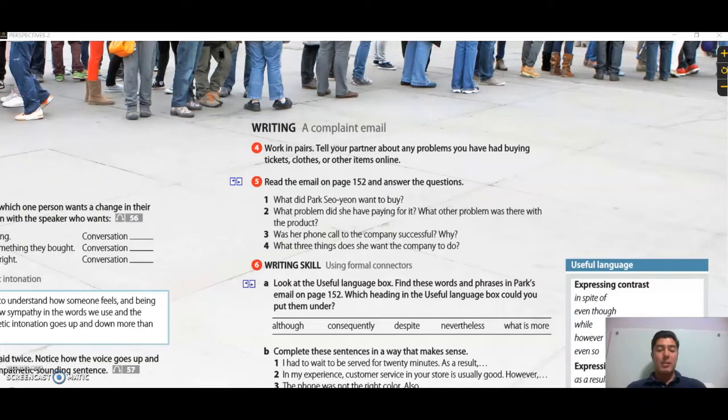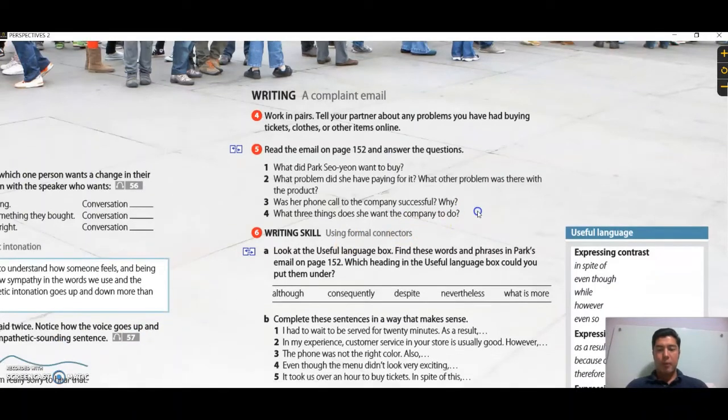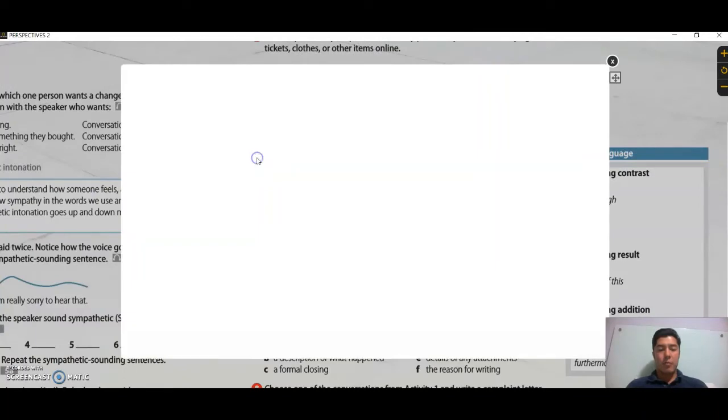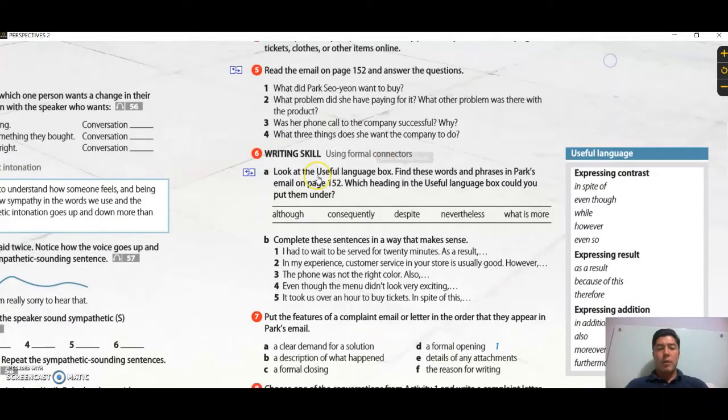In the next exercise, number 6, we will check it with the exercise in this part. So let's read the instructions first. It says, look at the useful language box. Find these words and phrases in Park's email on page 152. Which heading in the useful language box could you put them under? So we have to read these words: although, consequently, despite, nevertheless, and what is more.